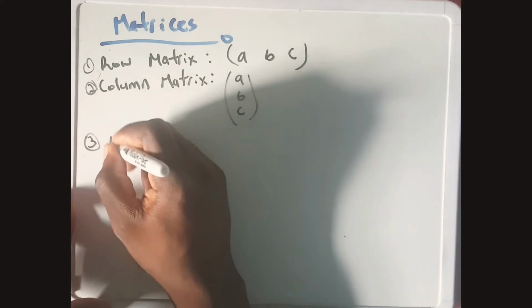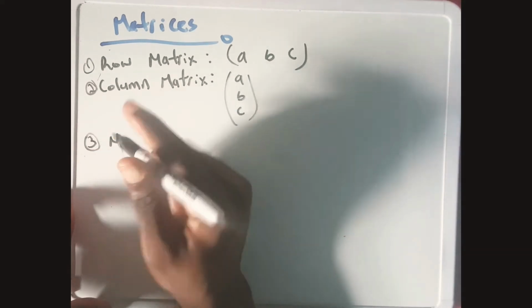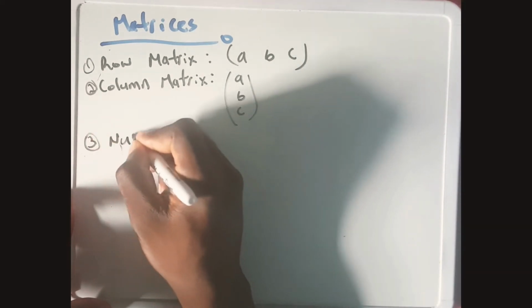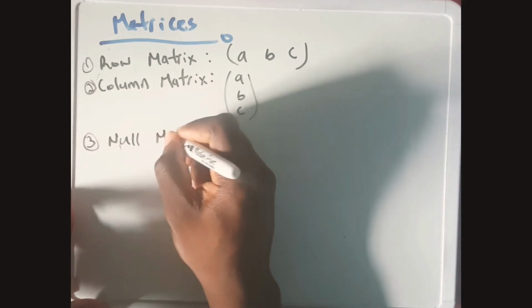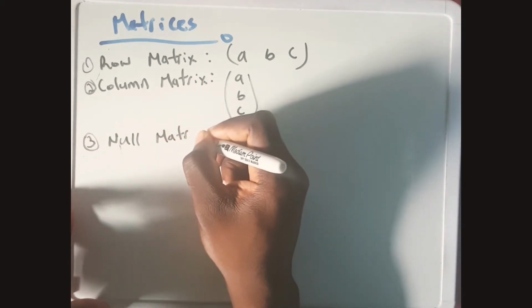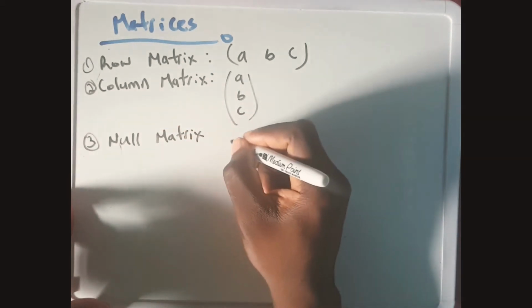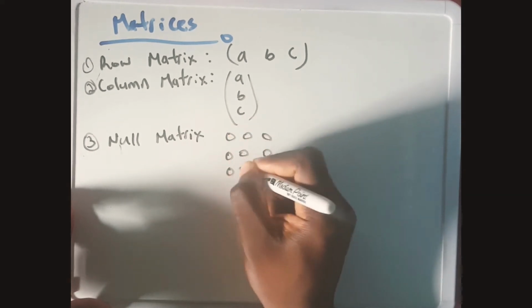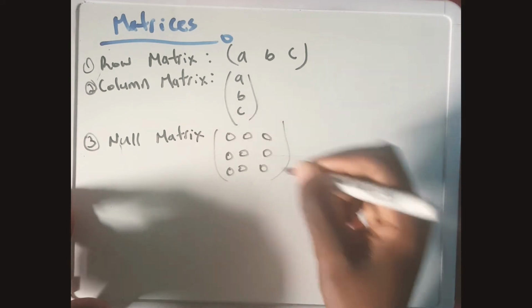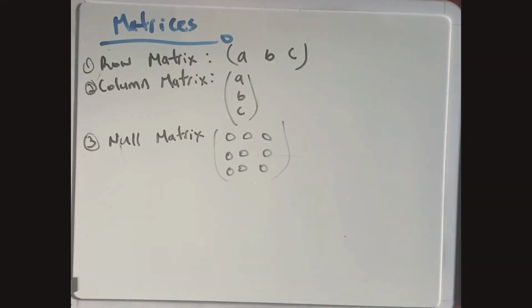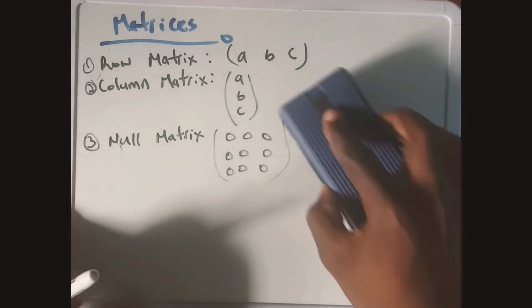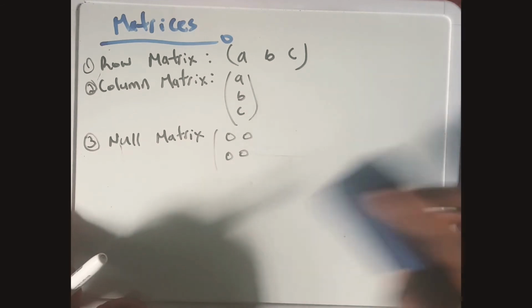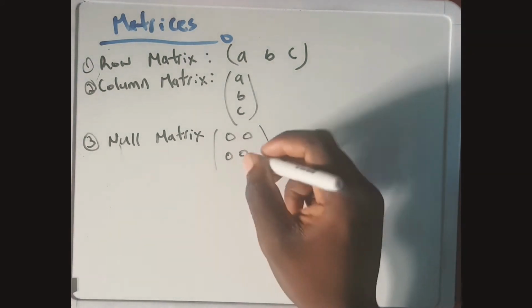A null matrix or a zero matrix is a matrix with only zeros for elements. So if I have a 3 by 3 matrix with only zeros, it would be considered a null matrix. Or even if I had only a 2 by 2, let me do a 2 by 2 to take up less space. So this is a null matrix.